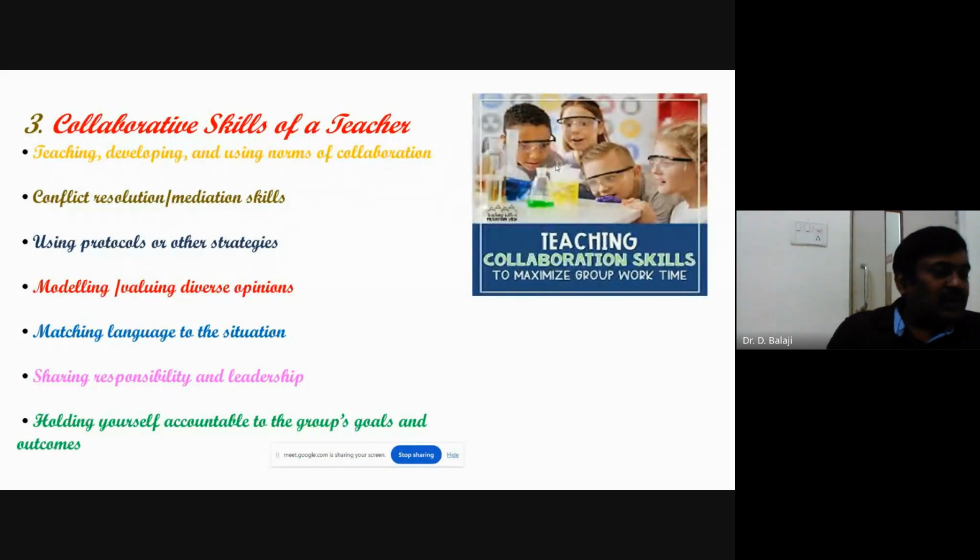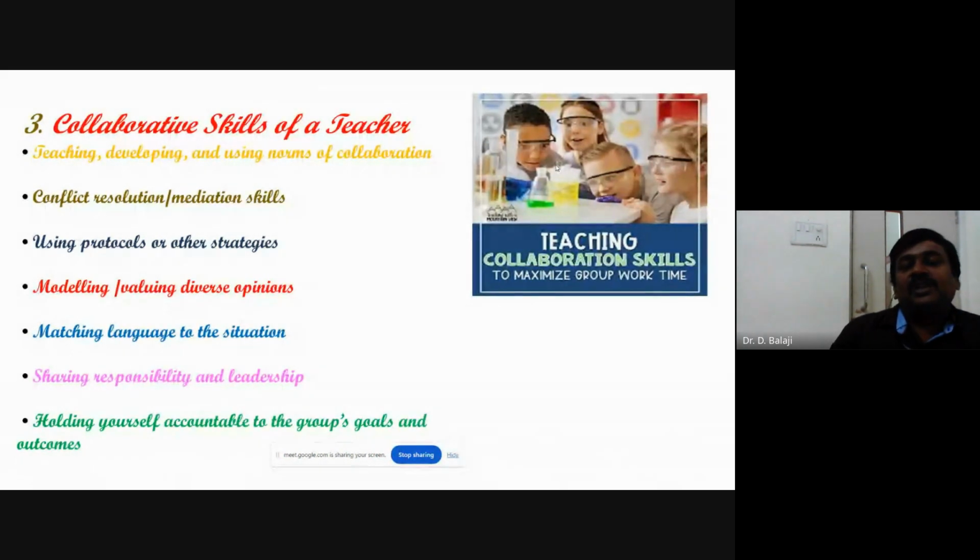Next, collaborative skills of a teacher. What are the collaborative skills of a teacher? Teaching, developing, and using norms of collaboration, conflict resolution, mediation skills. Collaboration is about uniting all the students. A teacher becomes a good leader when all come together, when you are with the students, when you are solving their problems, listening to their problems, and teaching them happily. All this comes under the collaborative skills of a teacher. You have to unite all of them, irrespective of their culture, religion, or the places they come from. Leave all those things and collaborate with all the students. For this, you should have teaching, developing, and using norms of collaboration. What are the norms?